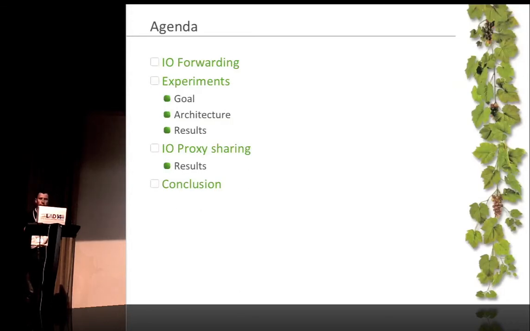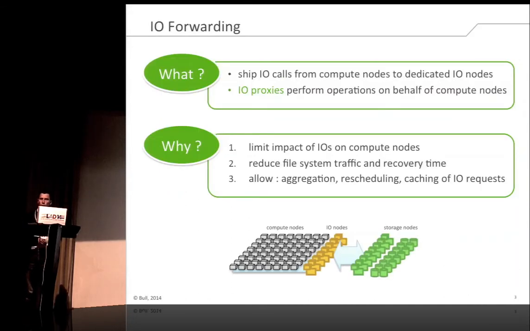So what is IO forwarding? In fact, it's a cluster architecture where the IO operations of the compute nodes are forwarded to dedicated IO nodes, which are called IO proxies. And IO nodes execute IO operations on behalf of the compute nodes. So this provides several advantages.